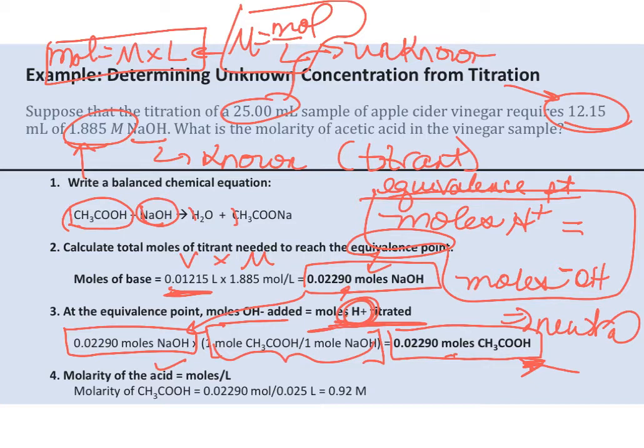All right, so now that we have moles of the acid, how do we get molarity of the acid? Okay, remember, molarity is moles divided by liter. Okay, we know moles, so we need the volume that the acid took up. The problem gave that, see? Problem gave the volume. So the molarity of the unknown concentration of acid is 0.02290 moles divided by, and again, I converted the milliliters to liters, 0.025 liters. So the concentration of the unknown acid is 0.92 molar.